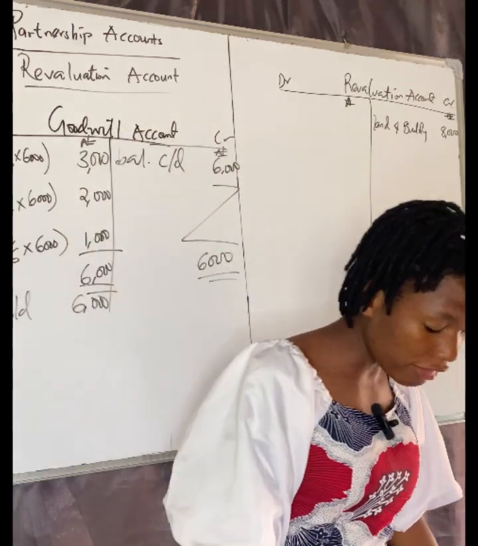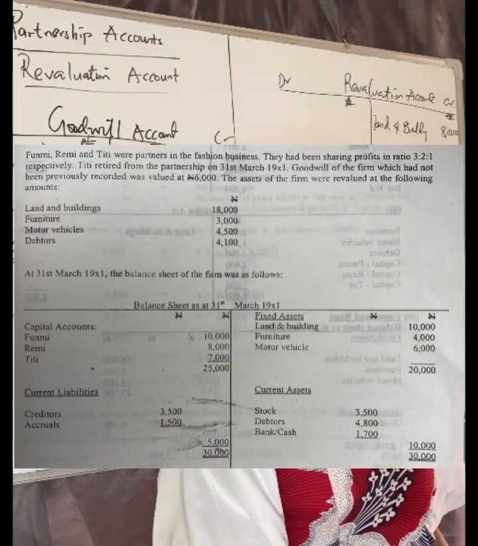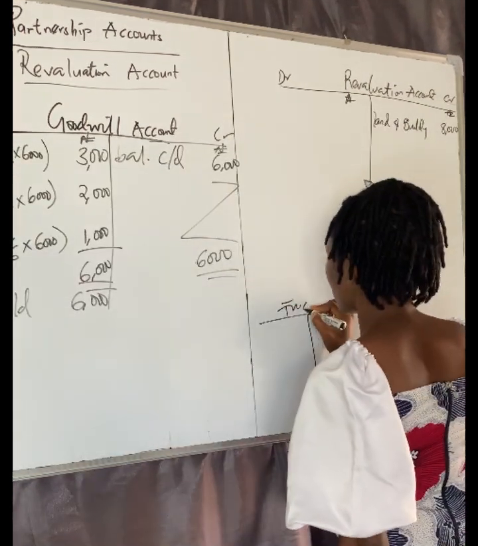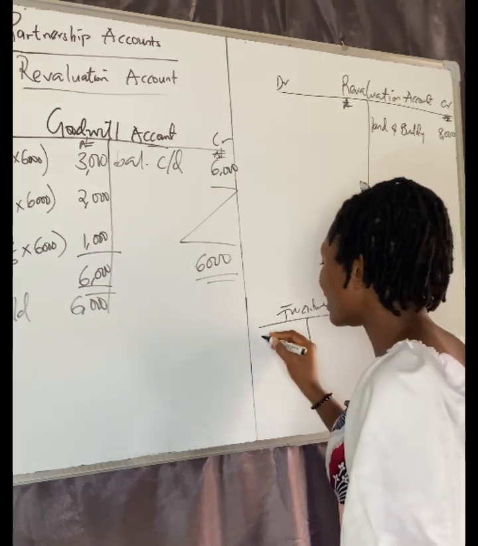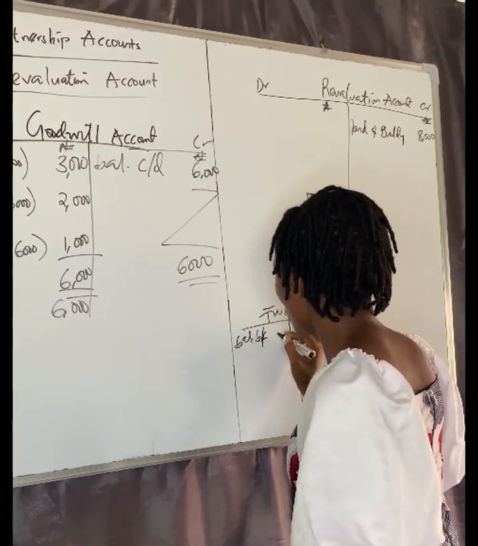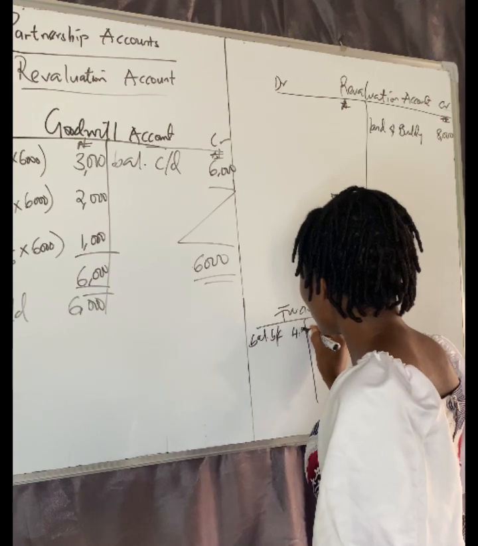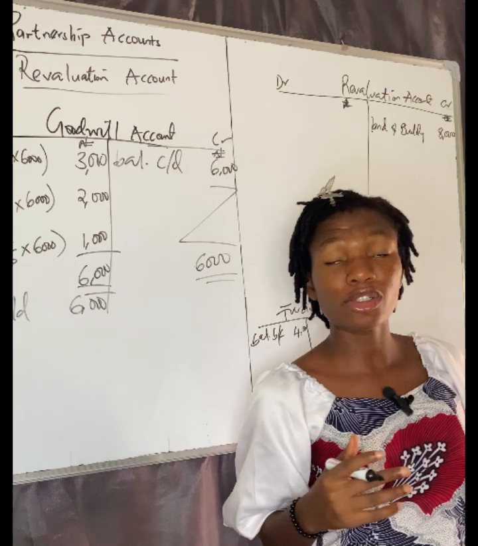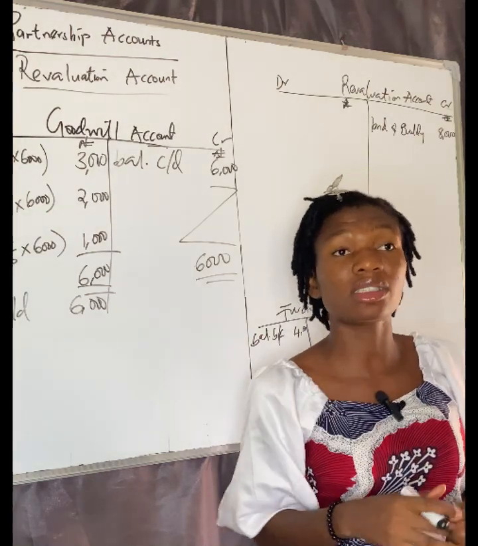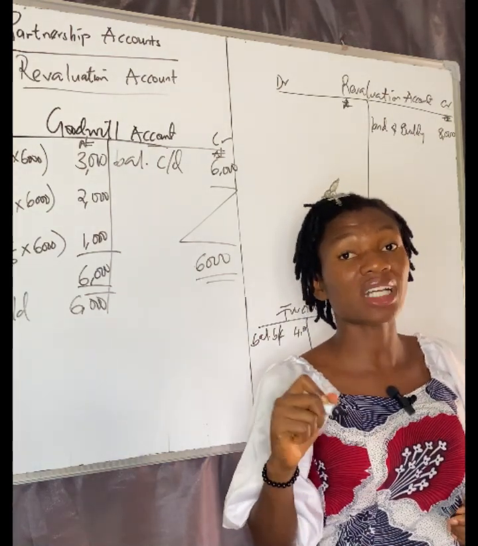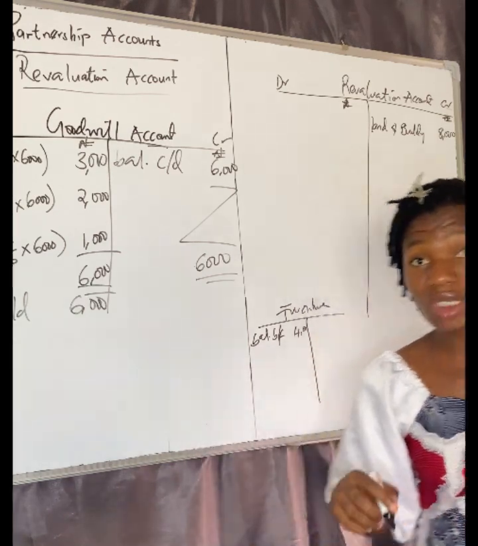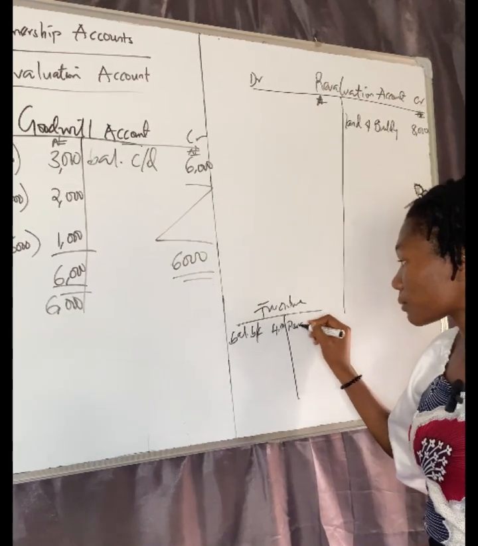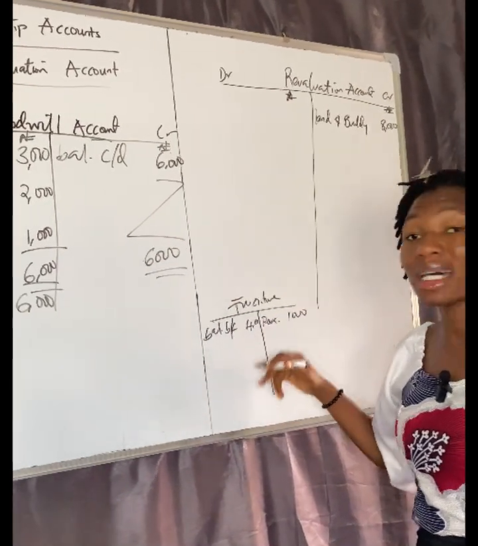Then for the next one, we have furniture. The value that was given in our balance sheet is 4,000 naira. That means the furniture account will be having a balance brought forward of 4,000 naira. This is still a rough work, okay? And then they're telling us to revalue furniture to be 3,000 naira. That means there's a decrease in value, right? Our difference is 1,000 naira. It's a decrease, so for us to get 3,000, we have to subtract 1,000 for revaluation, so we can have a balance of 3,000 naira.